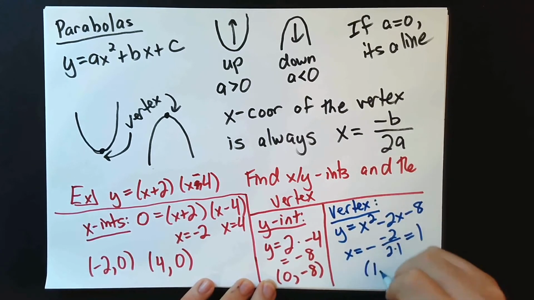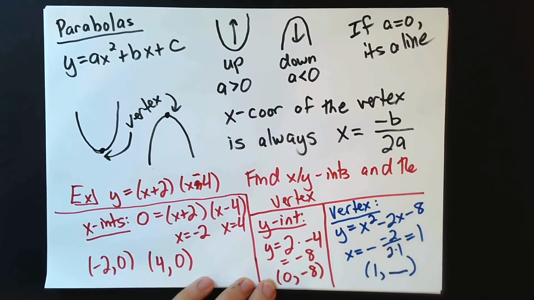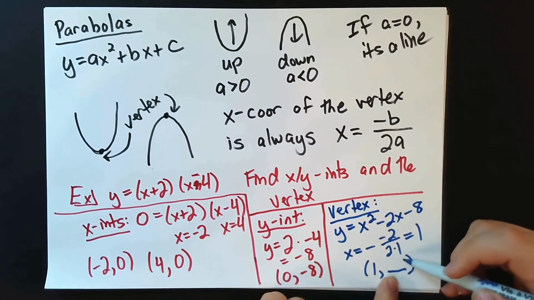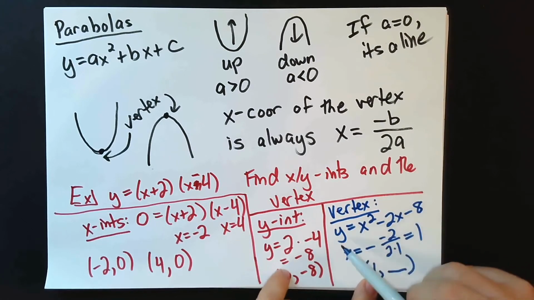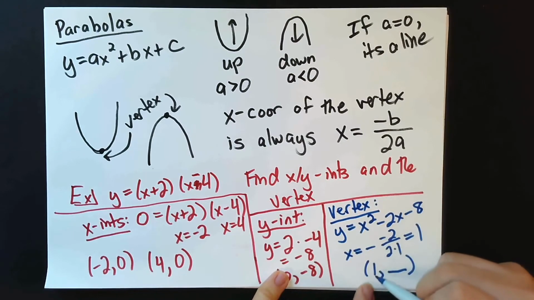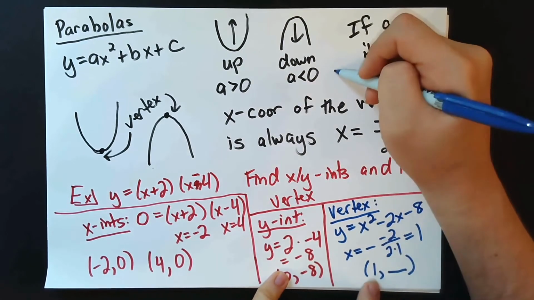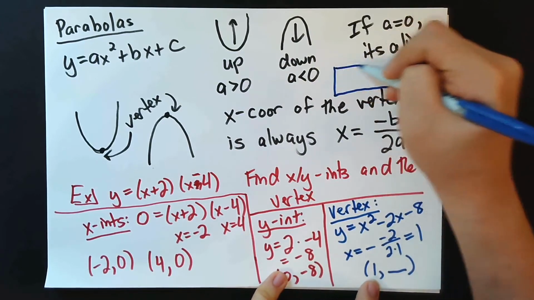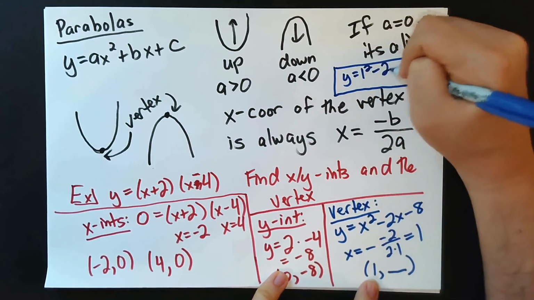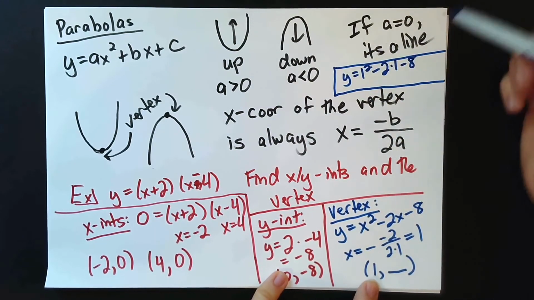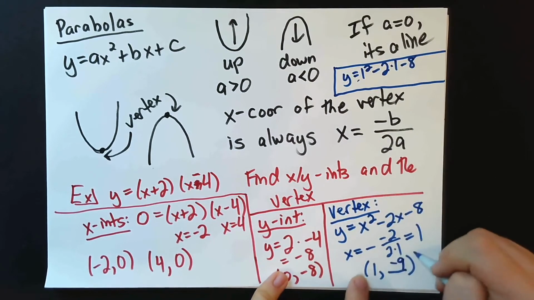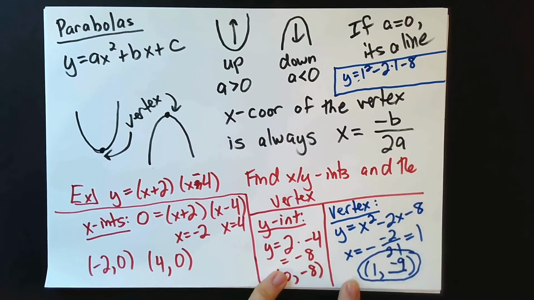Which means the vertex looks like 1, comma, something. And how do I go ahead and find the something? I find the something by knowing that this is on the graph of y equals x squared minus 2x minus 8, and so I can just plug the input 1 into this and find the output. I will sneak that in up here. So that will tell me that y is 1 squared minus 2 times 1 minus 8. And so that will be minus 9. And so that is the coordinates of the vertex.